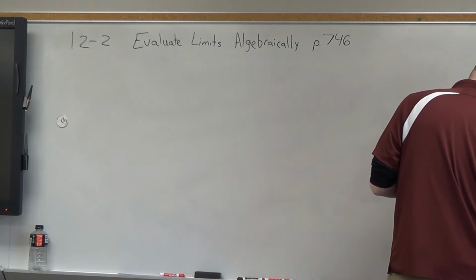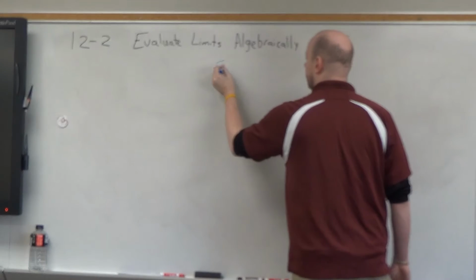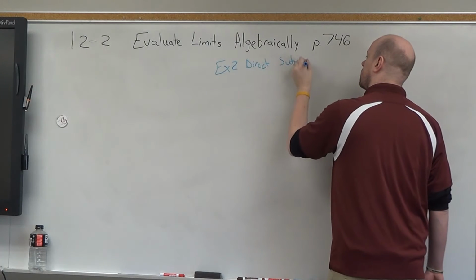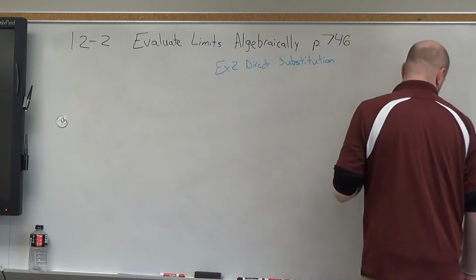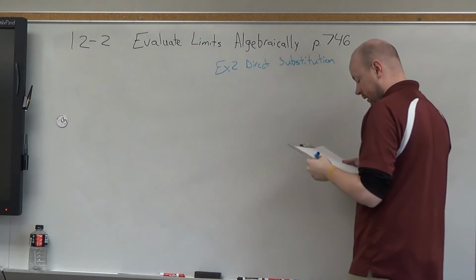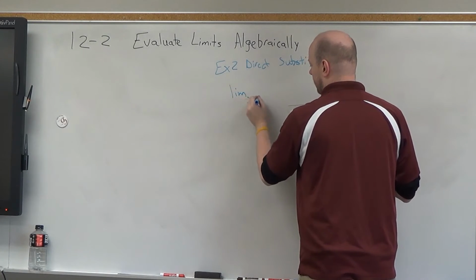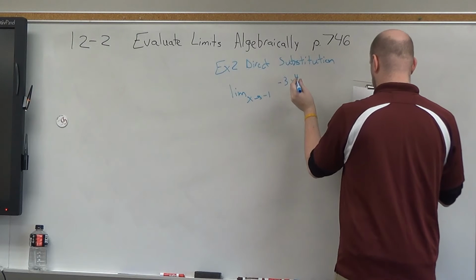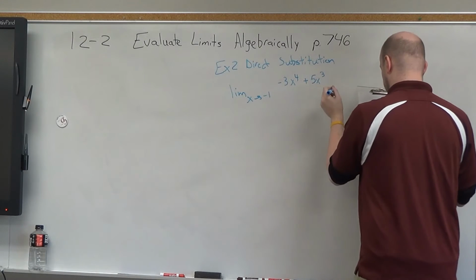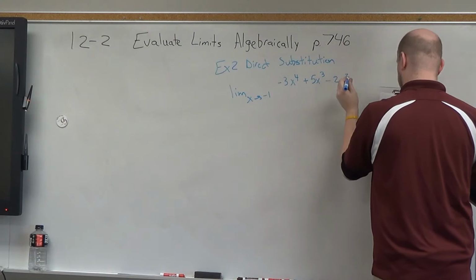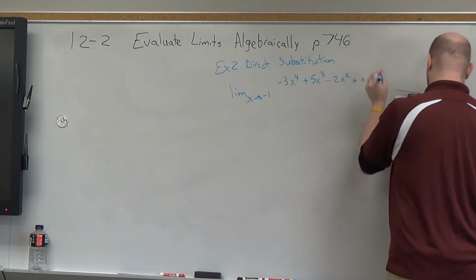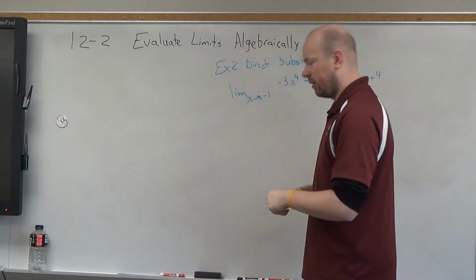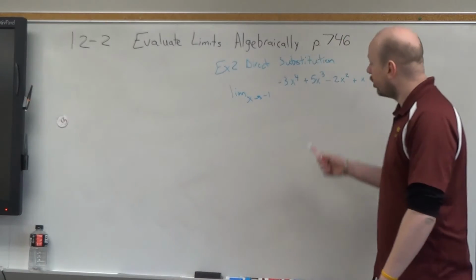Let's see, example 2, direct substitution. Okay, so we get the limit as x approaches -1 of -3x to the 4th plus 5x cubed minus 2x squared plus x plus 4. This is a perfect candidate for direct substitution because, frankly, I could break each of these down.